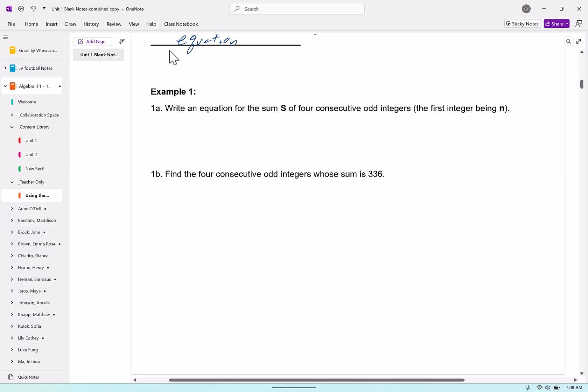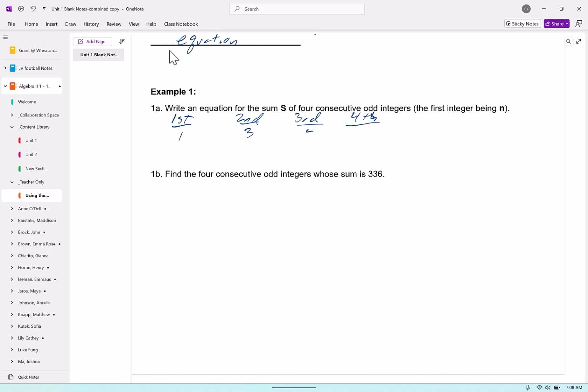Write an equation for the sum s of 4 consecutive odd integers, the first one being n. So a very similar approach we've done before. First, second, third, and now fourth integer, consecutive odd. So if I started with 1, it'd be 1, 3, 5, and 7. If I did 9, 11, 13, and 15, again, these could be any numbers, just as long as they abide by the restrictions of consecutive odd integers.